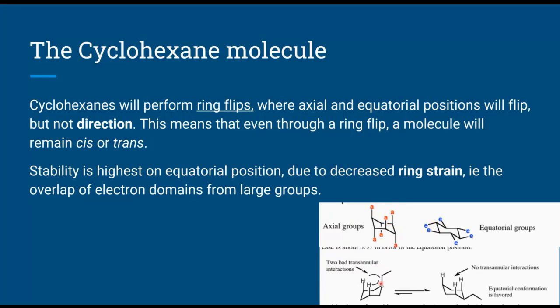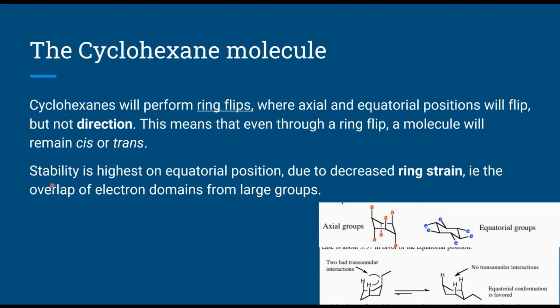Now, what happens during a ring flip is that the axial positions will swap into equatorial positions. However, this doesn't mean that an up axial position will now become a down equatorial position. All it's simply going to do is become an up equatorial, right? So because the direction of the bond doesn't change, even through a ring flip, a molecule will remain cis or trans.